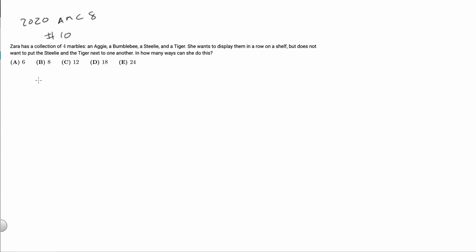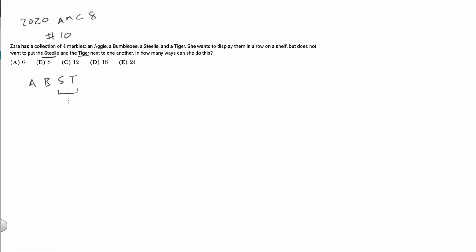Okay, so let's take a look. We have A, B, S, and T. So those are the 4 types, right? And we know that the S and the T should not be next to each other. And so it's pretty difficult for us to find how many ways to not have 2 things next to each other. So instead, what we're going to do is find out how many ways there are to find them next to each other in one unit, and then subtract that from the total number of arrangements. So those 2 things are going to be a little bit easier to find.